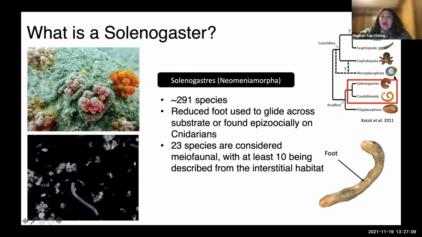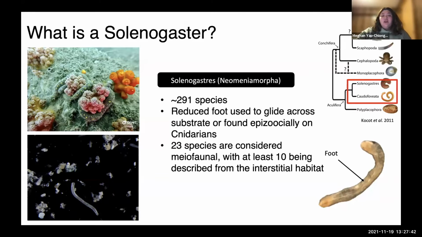And specifically, I work with aplacophorans. And these animals lack a shell, and instead are covered in these calcareous spines and spicules that are called sclerites. And for the purposes of today, I'm going to be talking about one of the two major groups, the Solenogastres. The difference between the two major groups of aplacophorans is that the Caudofoveates actually lack a foot. And the Solenogastres do have that molluscan foot, except it is reduced to a pedal groove.